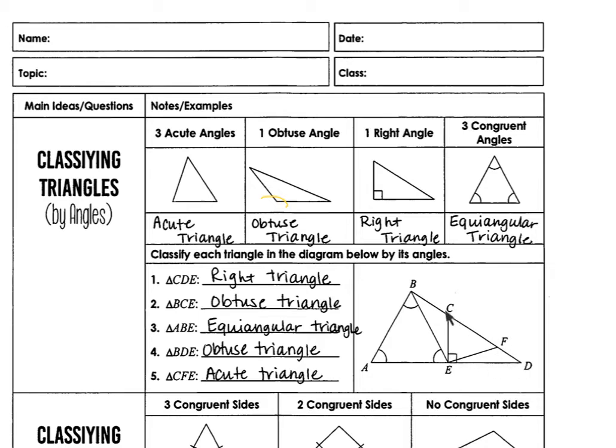You name a triangle by calling its 3 vertices. Triangle CDE is a right triangle, and so on and so forth. So take a moment to pause the video and double check the classifications of these 5 triangles.